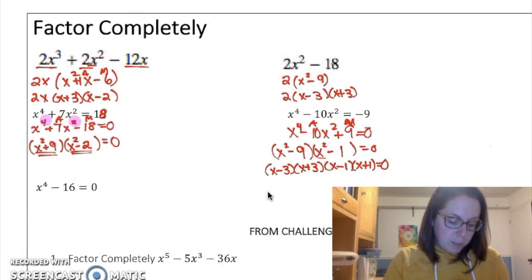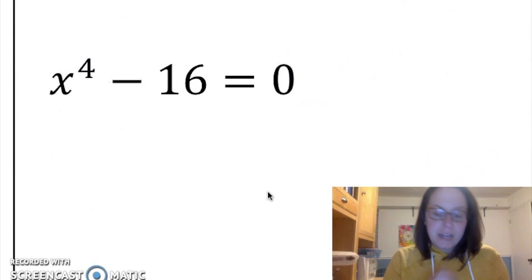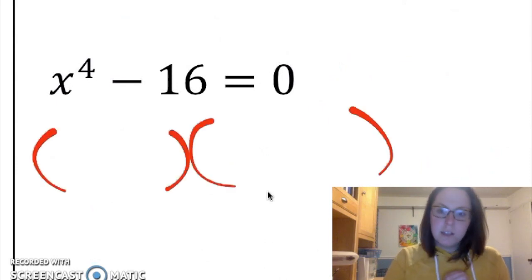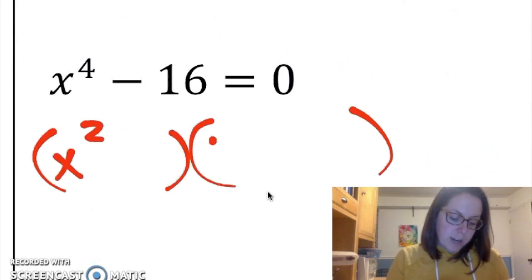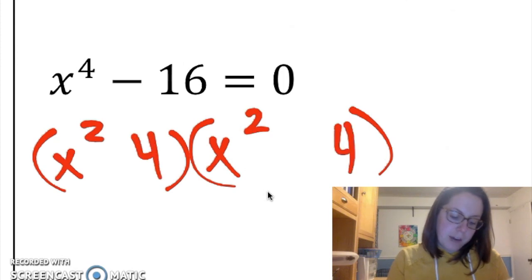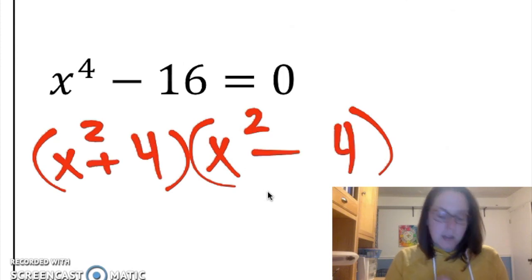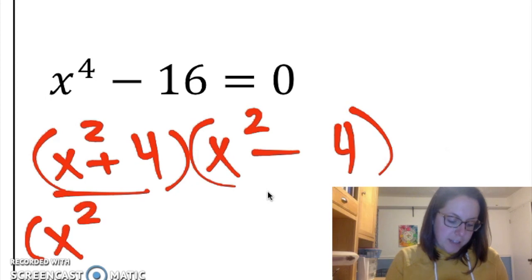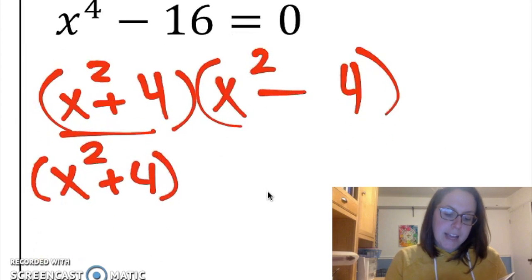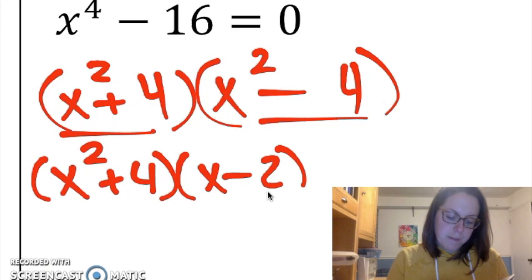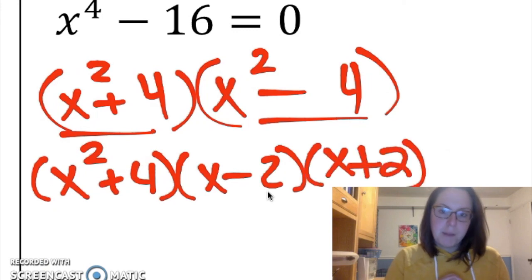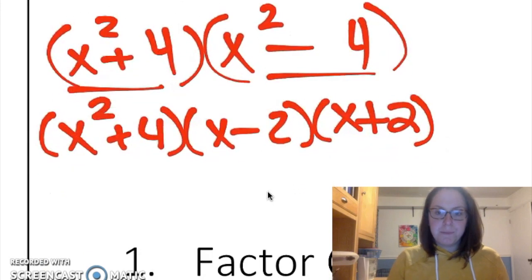Okay, one more, and then we'll look at the ones from class. x to the fourth minus 16. So this is a perfect square. x squared and x squared, 4 and 4, plus minus. I can't factor a sum of squares any further, but I can factor a difference of squares further. And boom, that is factored completely.